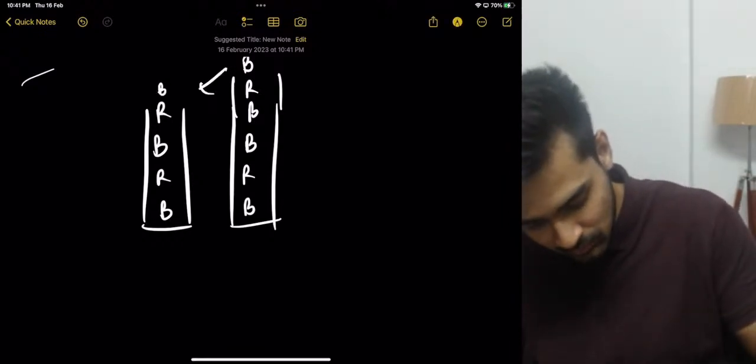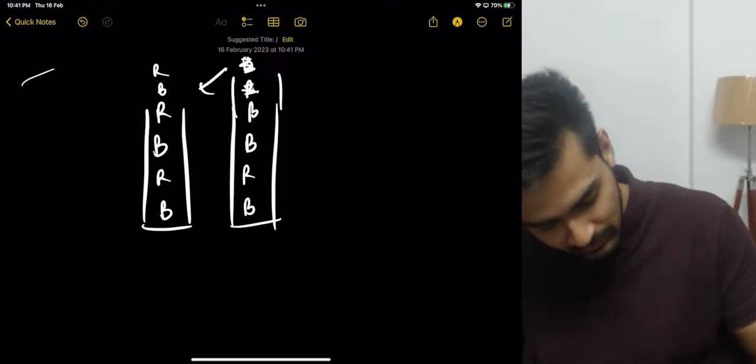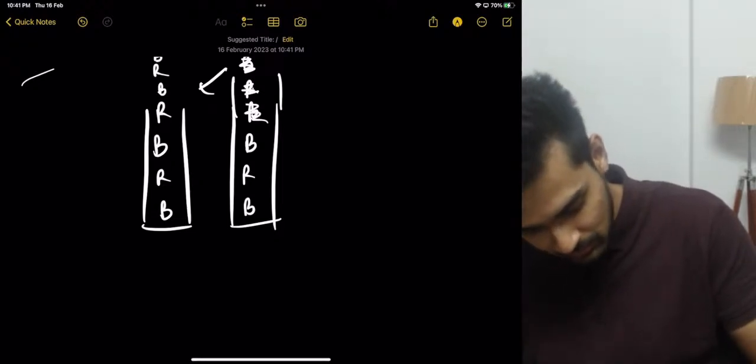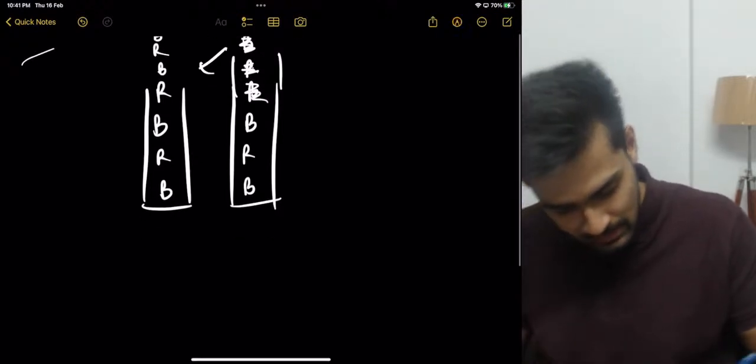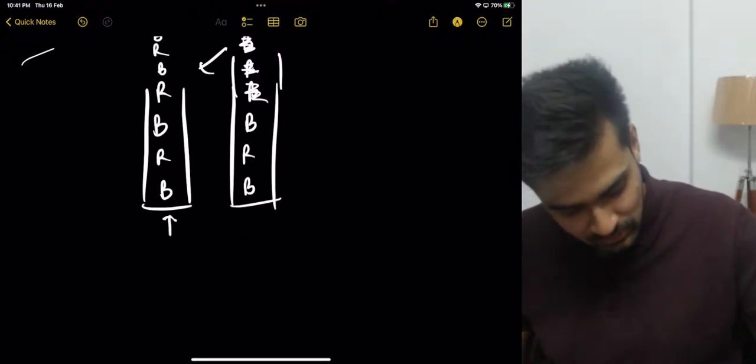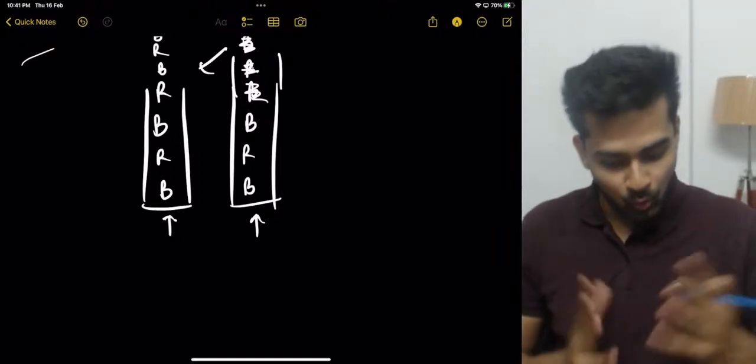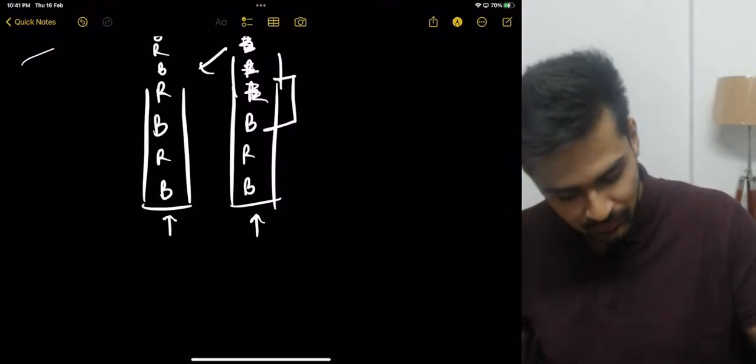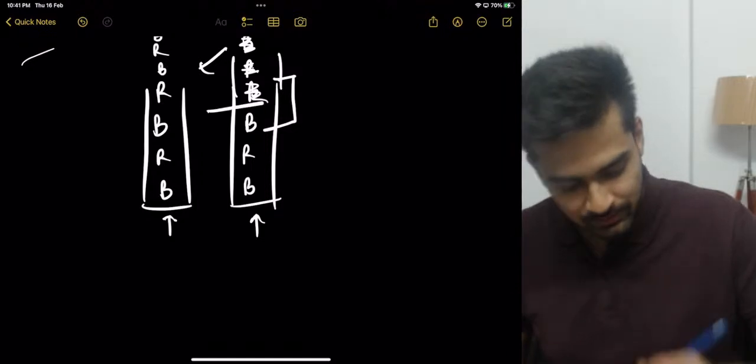So we'll take this blue, put it here. We'll take this red, put it here. Then we'll take this blue, put it here. Okay. Now if you see, this is also beautiful, this is also beautiful. What we did was, we saw that this is beautiful because of this part. So we separated this. And that is all you have to do.